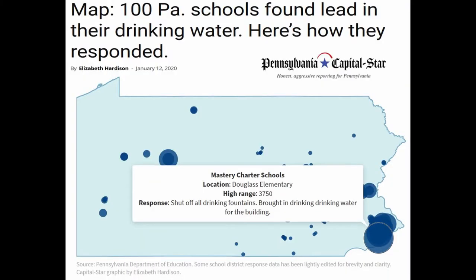If you look at that map, it's the result of lead analysis in several schools in Pennsylvania. The size of the circle represents the level of lead in drinking fountains or drinking water in some of these schools. So some have smaller circles, but remember, any amount of lead is bad in drinking water. The most contaminated drinking fountain that was found during that study contained 3,750 ppb of lead. This is 350 times what the state of Pennsylvania considers okay, which is 10 ppb for them.